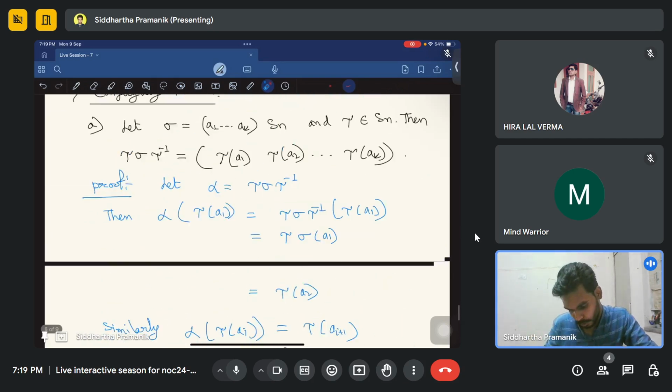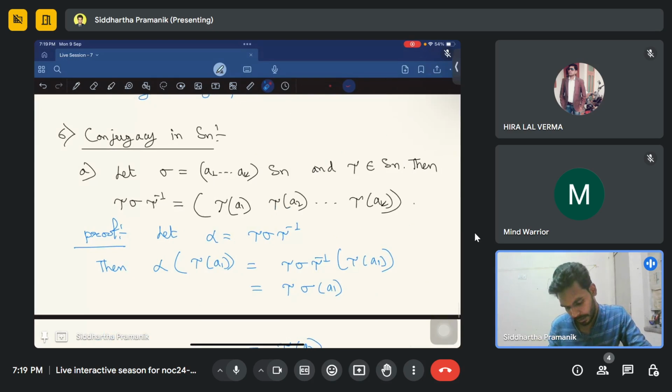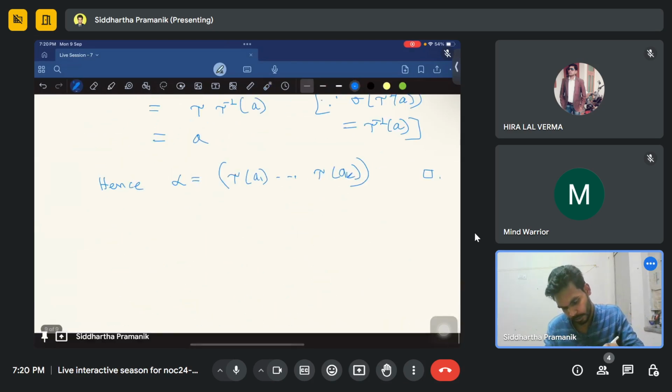So I hope it is okay. The important thing is to remember this formula: if you have a k cycle, how do you find its conjugate? So let's quickly see two examples to digest this.